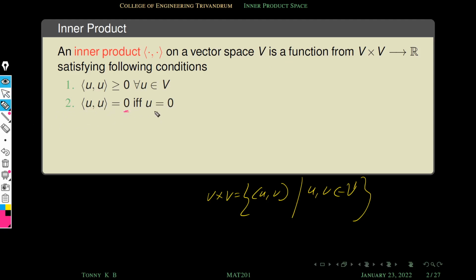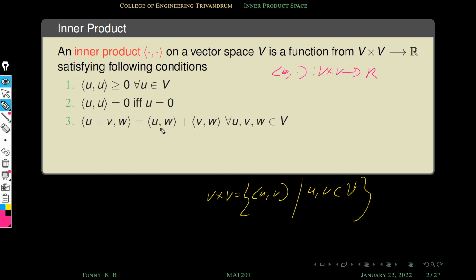What is the difference between these two zeros? We know that inner product is a function from V cross V to R, so the value of the function is always a real number. So this 0 stands for the real 0. And what about this 0? This is u equal to 0. We know that u is an element of capital V, which is a vector space, so this 0 is the zero vector in capital V. You got it? That's the difference between these two zeros. And this last 0 is also a real 0, because the inner product is greater than or equal to 0, and we know that an inner product is a real number.